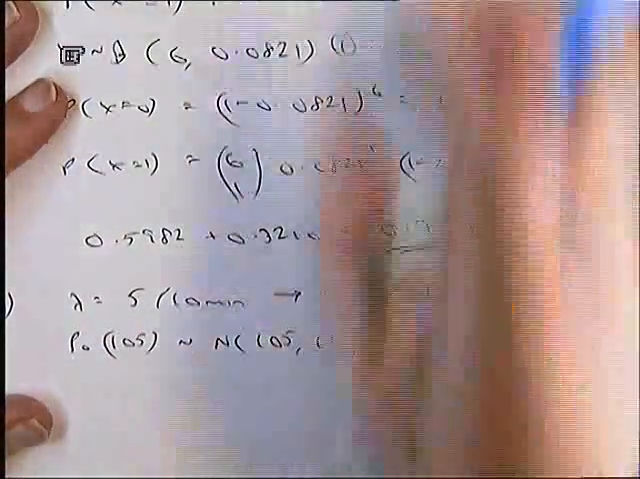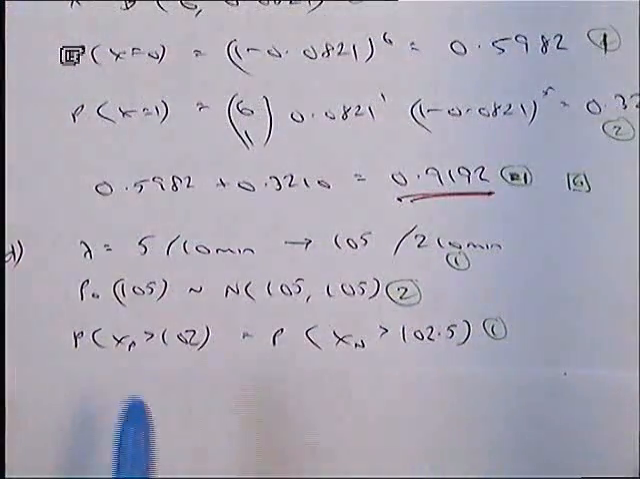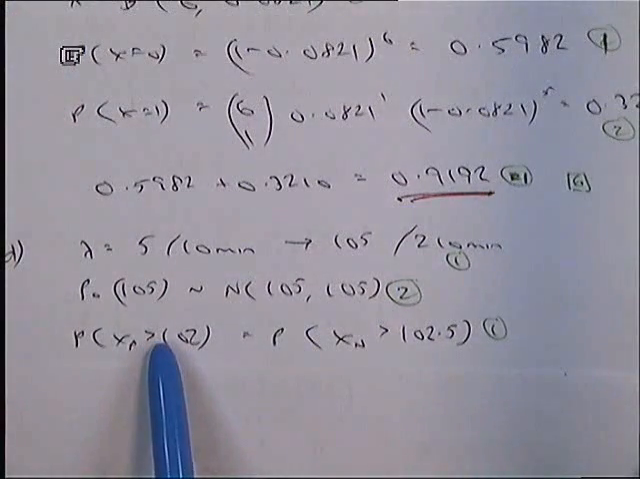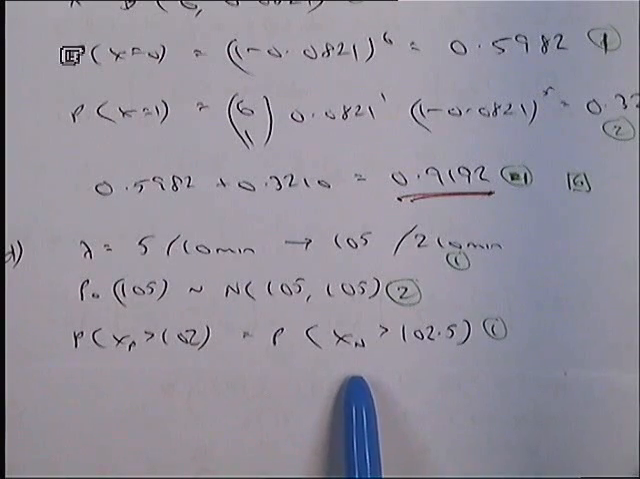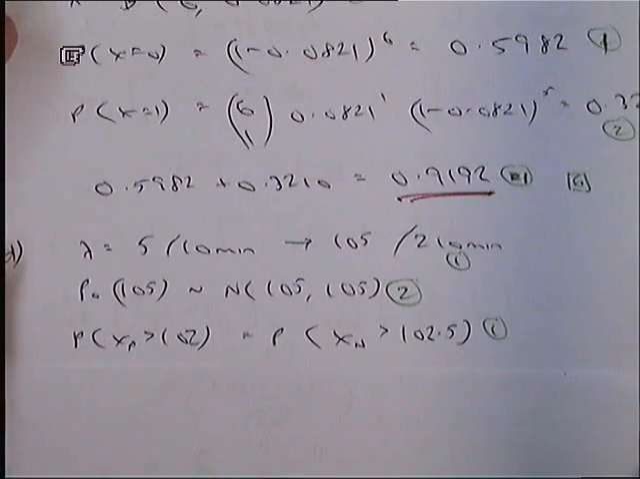And we wanted more than 102. More than 102 under Poisson, which is discrete. Because x over here is normal and is continuous, we have to use a continuity correction. More than 102 becomes more than 102.5.